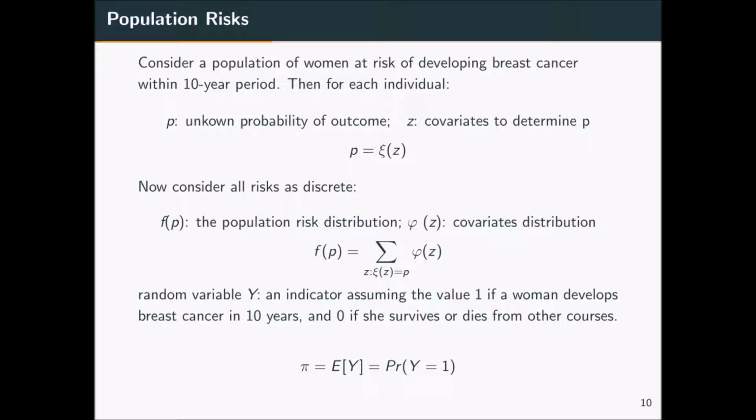Now, let's see some basic concepts for risk models. Consider a population of women at risk of developing breast cancer within a 10-year period. Then, for each individual, the probability of outcome is determined by some covariates by some relation. As covariates and risks are grouped into finitely many discrete categories, we present all risks as discrete. Then, the population risk distribution and covariates distribution have the relationship on the current page, and we use Y to indicate whether a woman suffers breast cancer in 10 years or not.